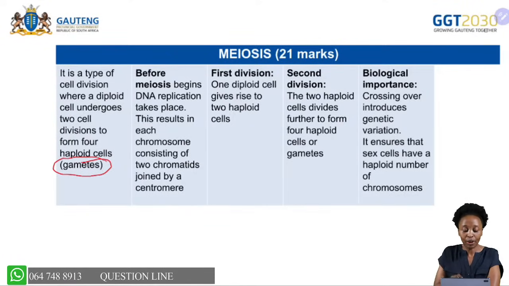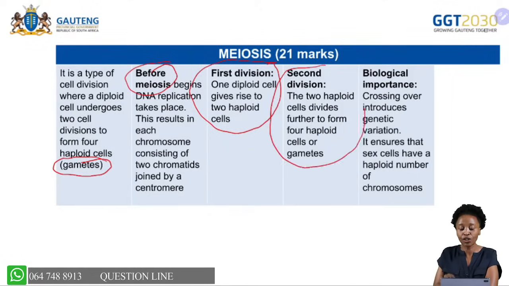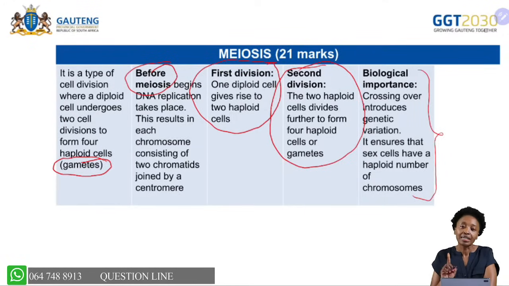Then it is important to know what happens before meiosis. What does the cell do to prepare itself for meiosis? And then we have the first division, which we call meiosis 1. Then we have the second division, which we call meiosis 2. And then what is important is the biological importance of meiosis. As said when I started, diagrams.